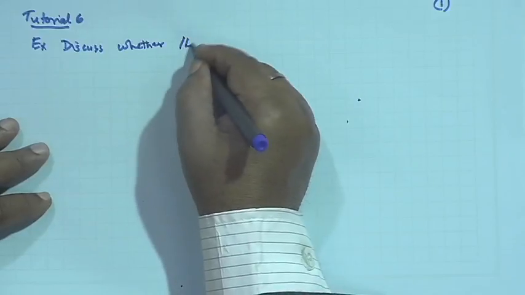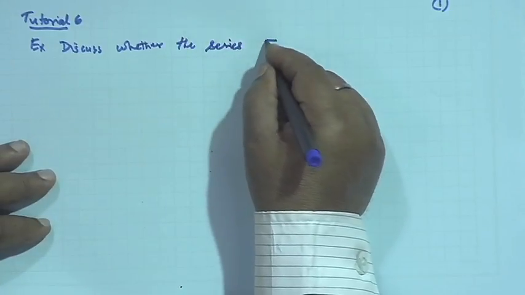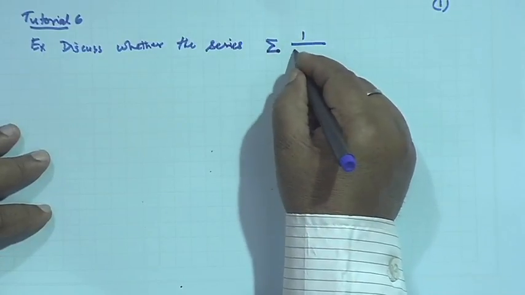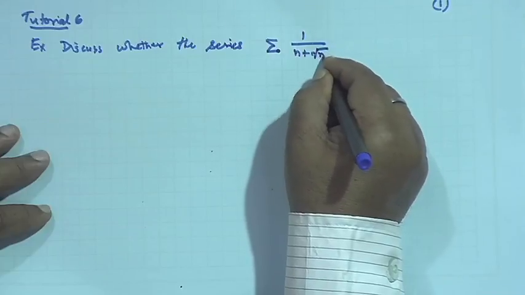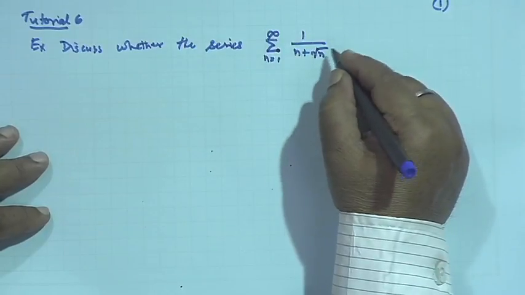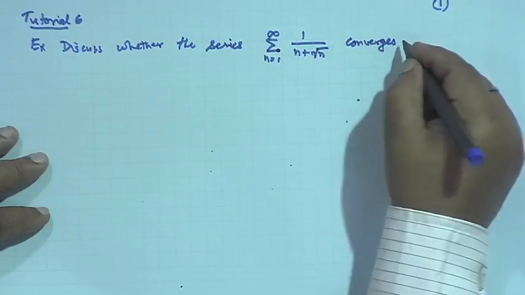the series sigma 1 over n plus root n, n is 1 to infinity, converges or diverges.